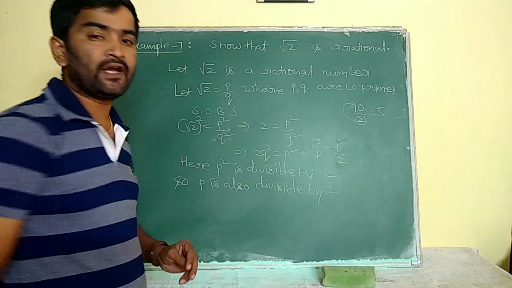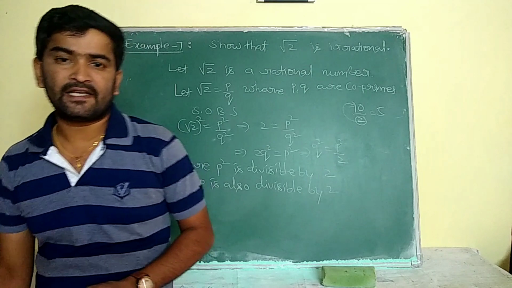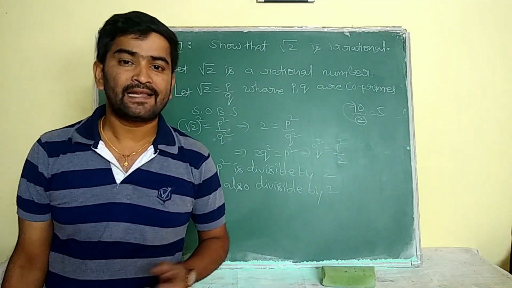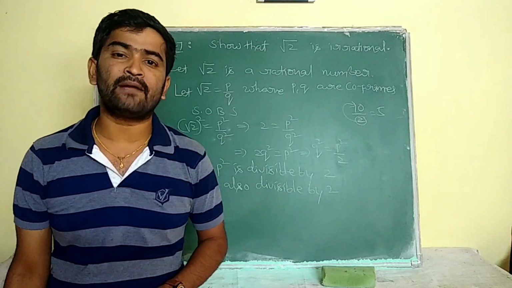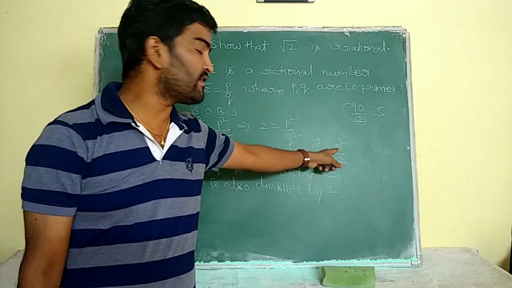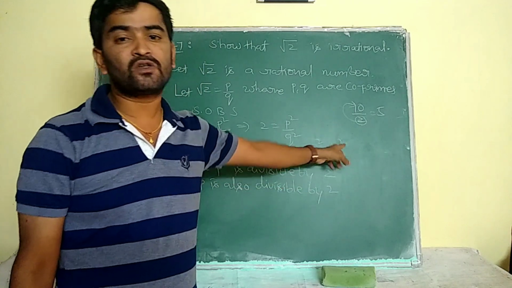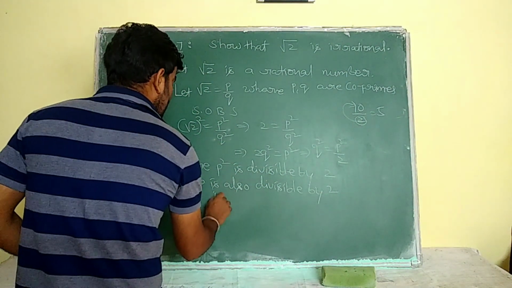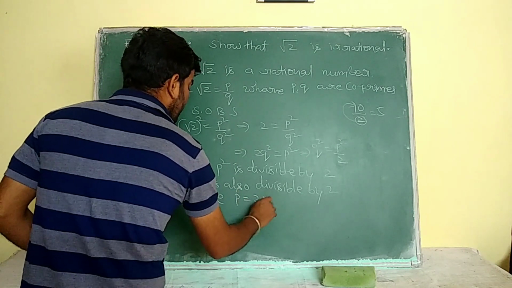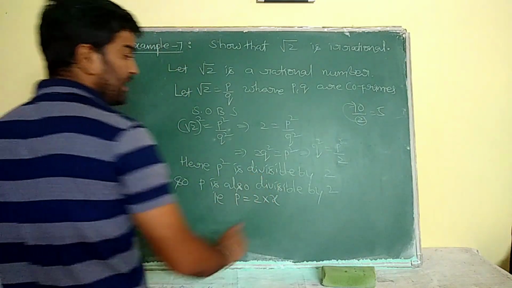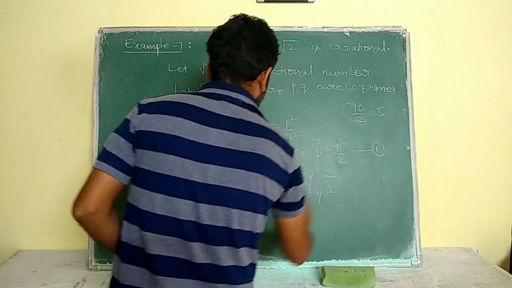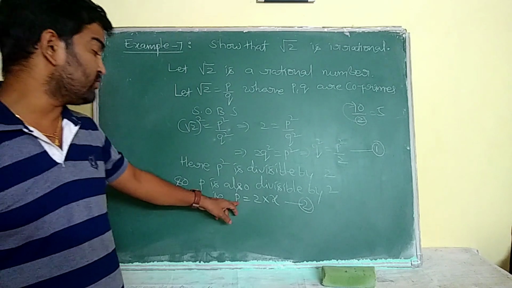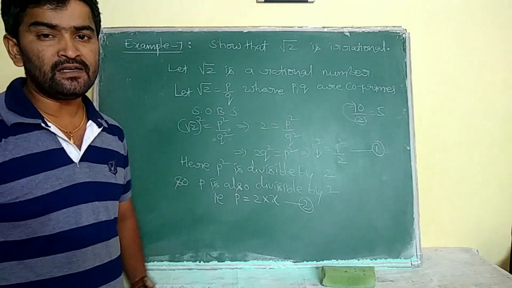Okay, because we know the theorem 1.6: if a square is divisible by a prime p, then a is also divisible by the same prime p. As here this p square is divisible by the prime 2, so this p is also divisible by the prime 2 ma. That is, p can be expressed as 2 into some x. Now let us call this equation 1 and this equation 2. Now we have to substitute this p value in equation 1.